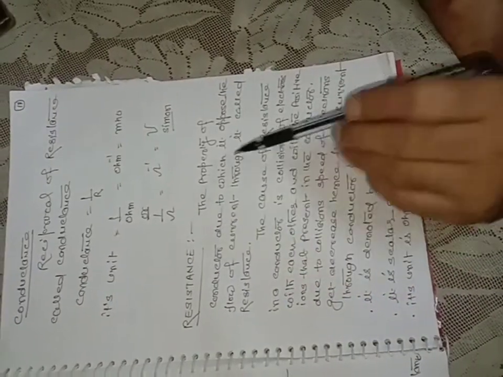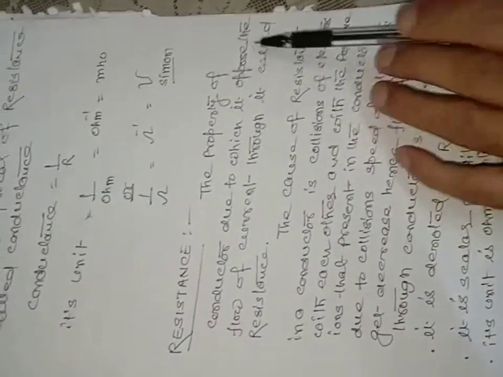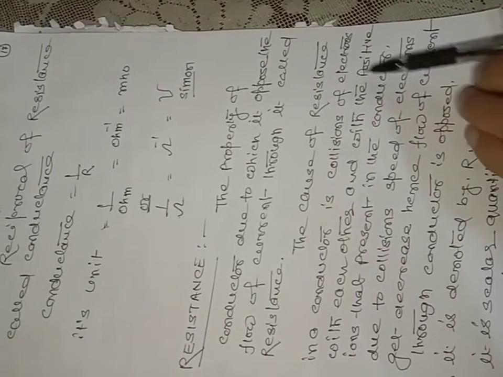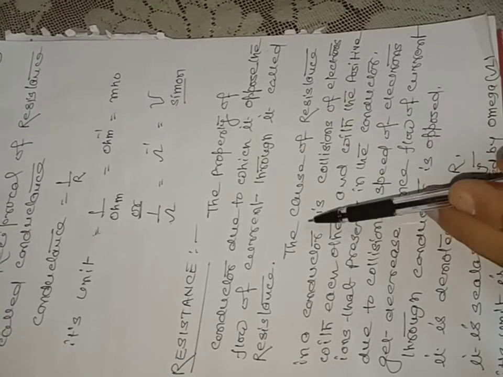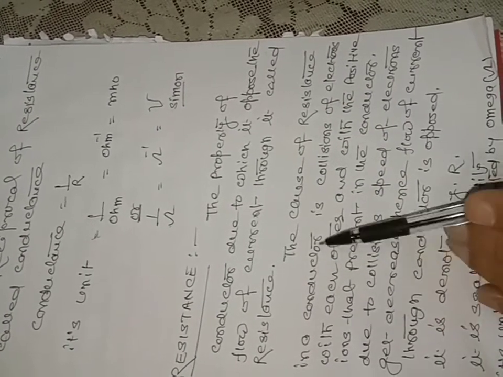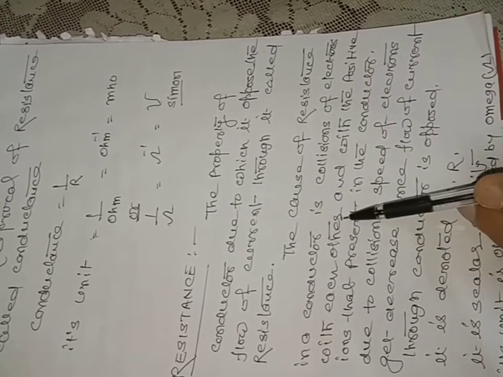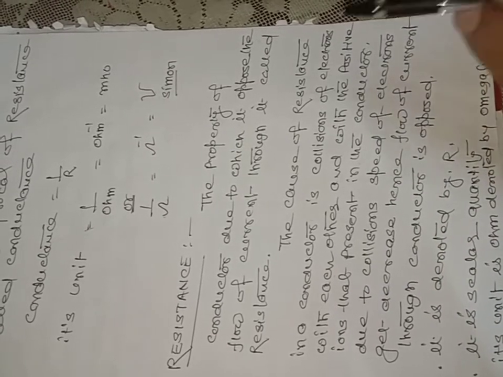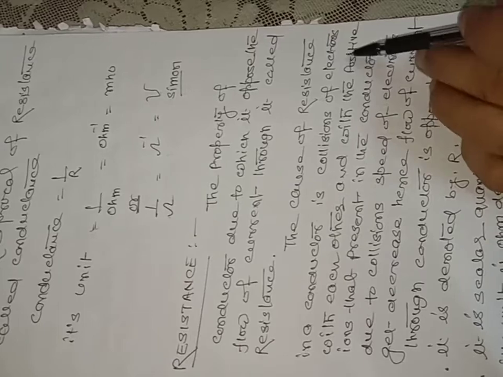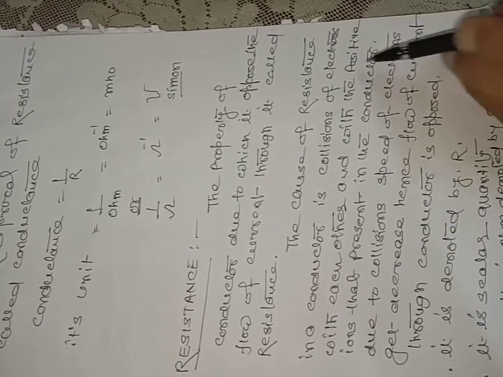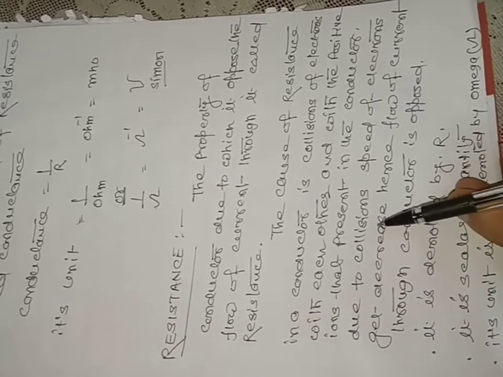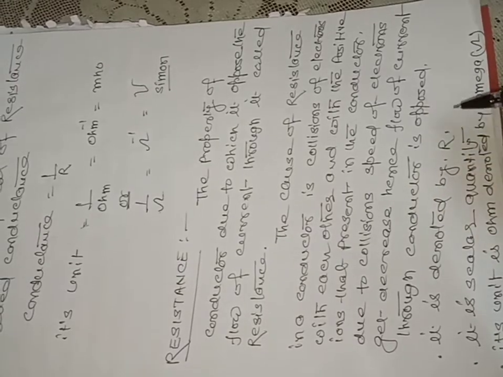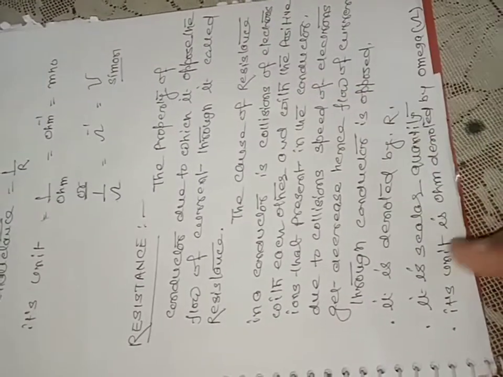So what is resistance? The property of a conductor due to which it opposes the flow of current through it is called resistance. What are the causes of resistance? Why is resistance produced in a conductor? The cause of resistance in a conductor is the collision of electrons with each other and with the positive ions present in the conductor. What happens? Electrons collide with each other, as well as with the positive ions. Due to their collision, their energy gets converted into heat energy, and finally the conductor gets heated.